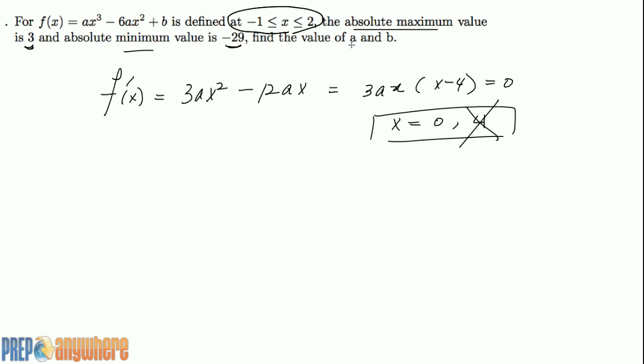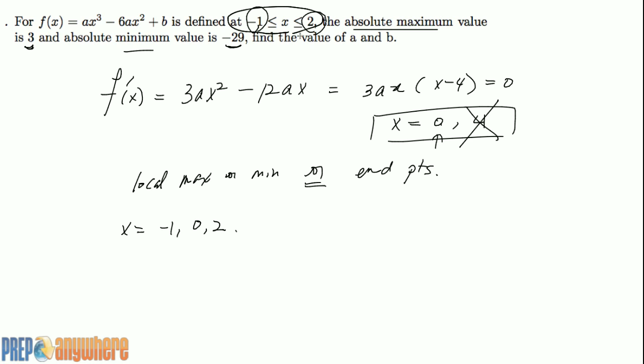Okay, so the absolute maximum and absolute minimum can occur either at local max or minimum, or it can occur at endpoints. Okay, so that means we need to check the x values, -1 and 0. -1's from here, and 2, which is the other endpoint.